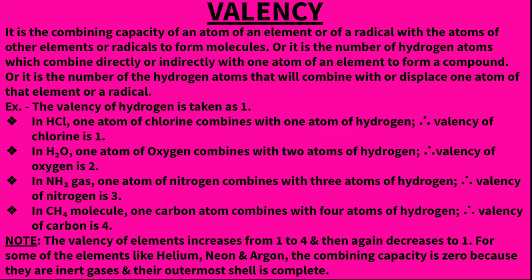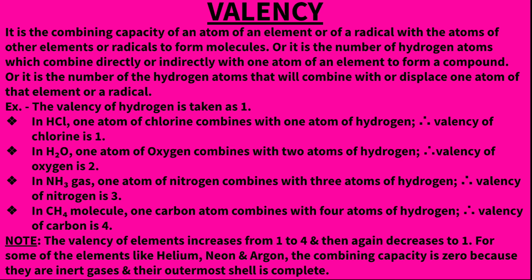Or it is the number of hydrogen atoms which combine directly or indirectly with one atom of an element to form a compound. Then you can say that the number of hydrogen atoms combining with one atom of an element to form a compound, directly or indirectly, is also called valency. Or you can say it is the number of hydrogen atoms that will combine with or displace one atom of that element or a radical, that is also called valency.